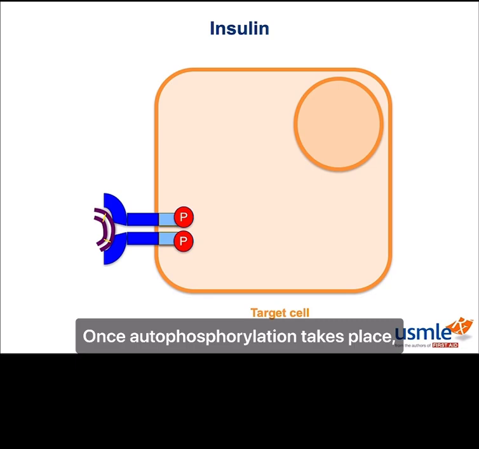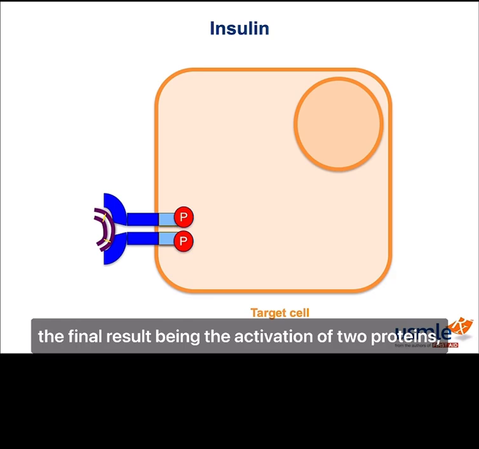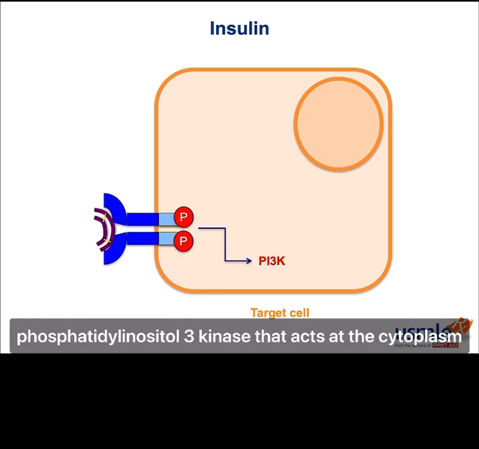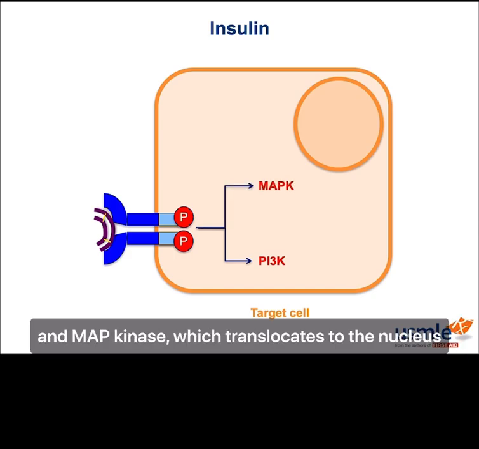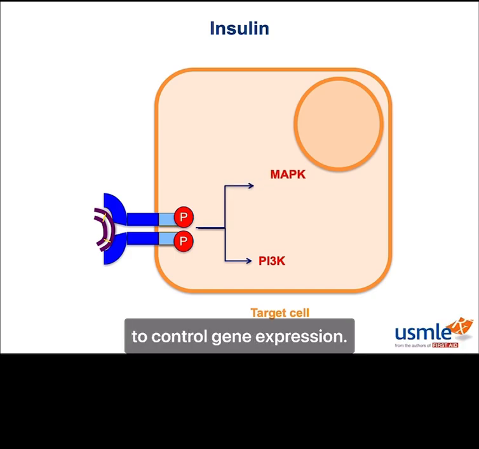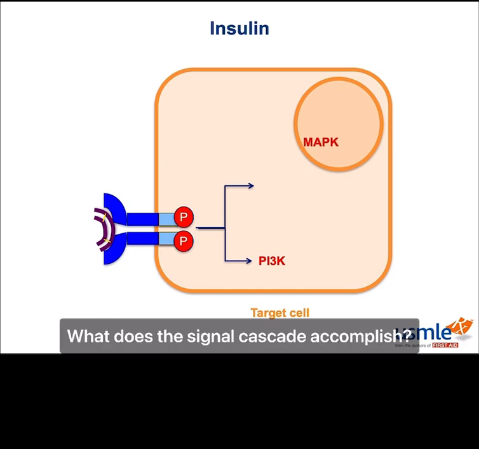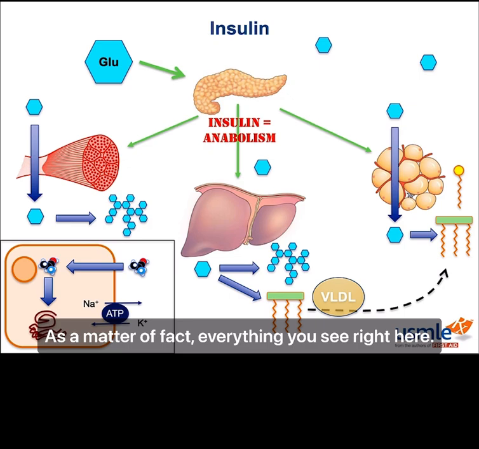Once autophosphorylation takes place, a whole host of adapter proteins glom onto the activated receptor, the final result being the activation of two proteins: phosphoinositol 3 kinase, which acts in the cytoplasm, and MAP kinase, which translocates to the nucleus to control gene expression. What does the signal cascade accomplish? As a matter of fact, everything you see right here.